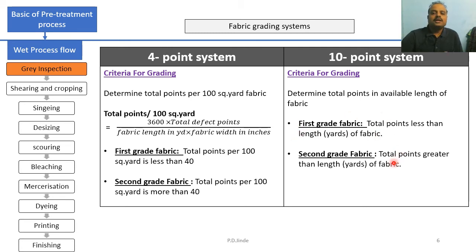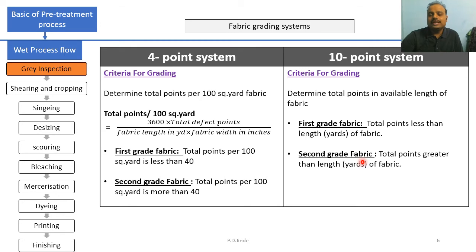In reverse, if our fabric has 50 defect points and we observe 40 yards, in that case still our fabric is first quality, because 40 points are also considered as first grade. So when we consider a fabric as second grade, now we observe 40 yard fabric, and in that case we observe actually 50 total defect points.